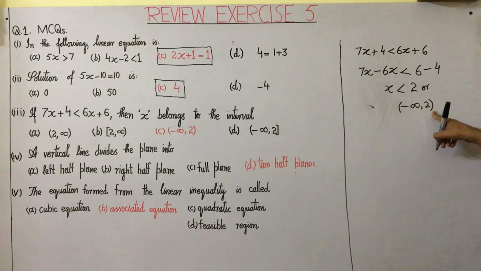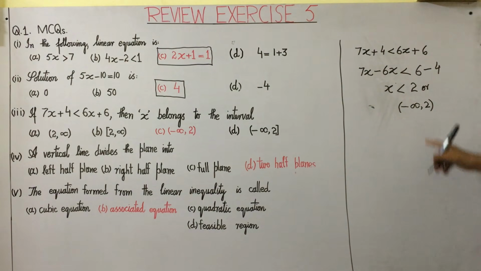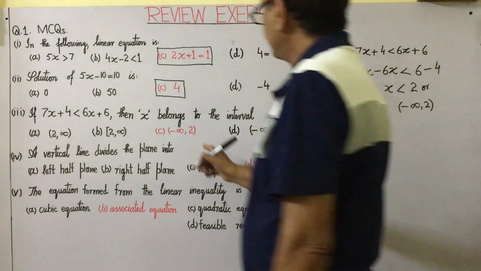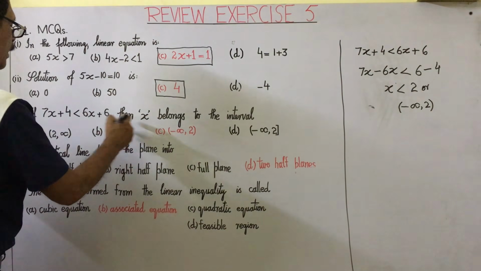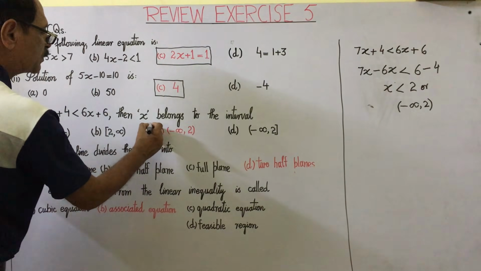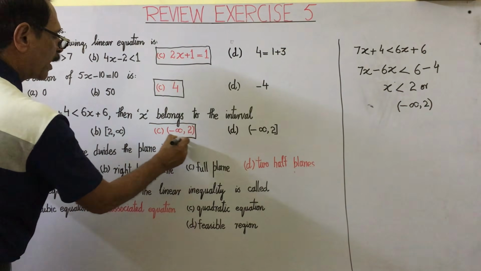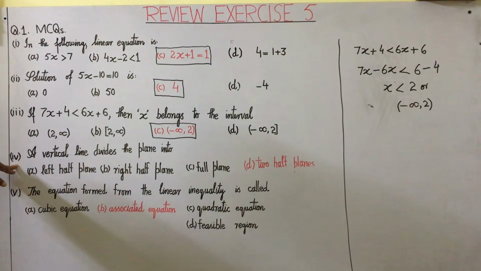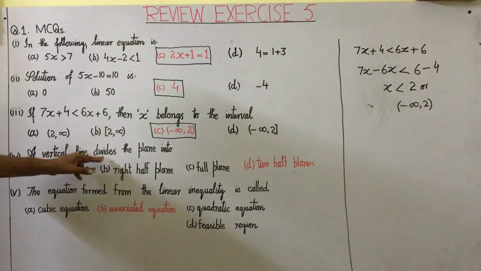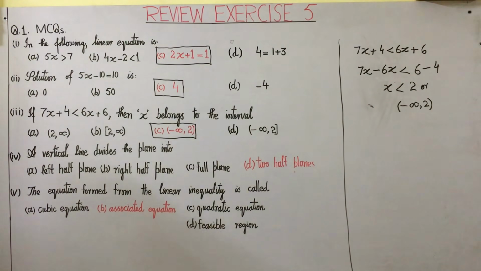Parenthesis shows that 2 is not included. So minus infinity and 2 is the interval to which this x belongs. Correct option is C. Fourth MCQ, a vertical line divides the plane into.